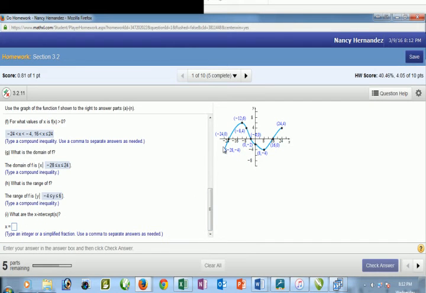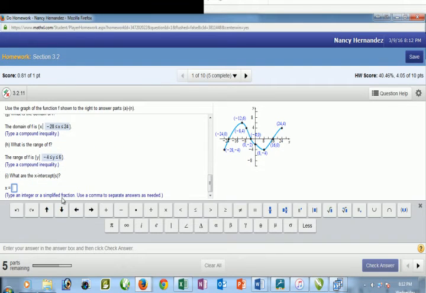What are the x-intercepts? Just look at them. It's what? I see minus 24. I see minus 4. And I see 16. Right there. X-intercepts are on the x-axis. Cool.